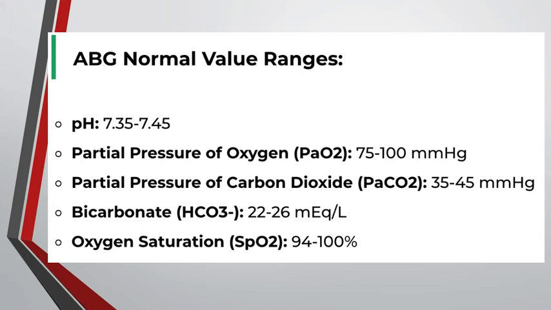These are ABG, or arterial blood gas, normal value ranges. pH 7.35 to 7.45, PaO2 75 to 100, PaCO2 35 to 45, bicarb, which is your HCO3, is 22 to 26, and you should have an oxygen saturation 94 to 100%.